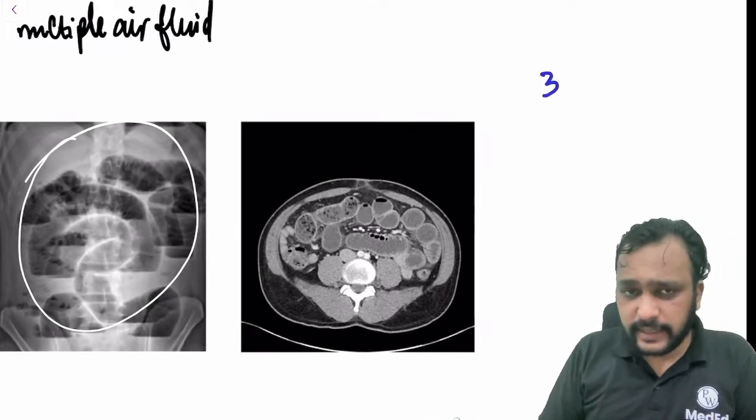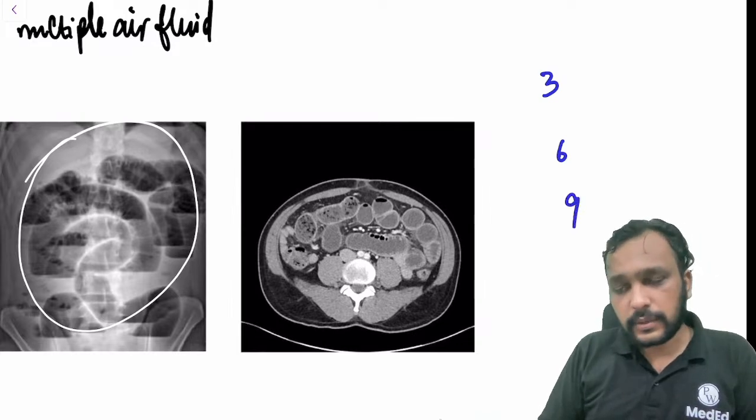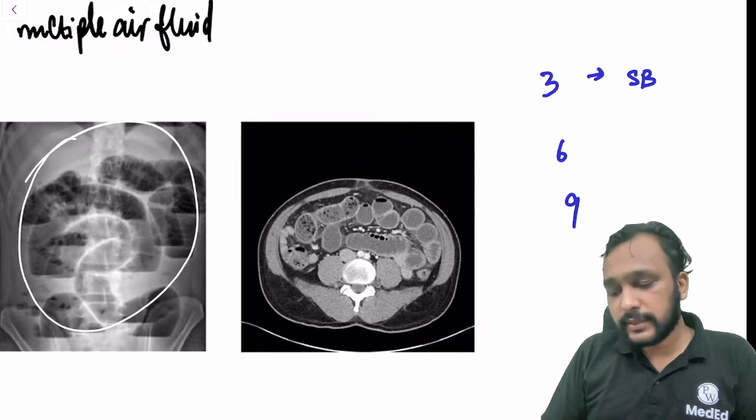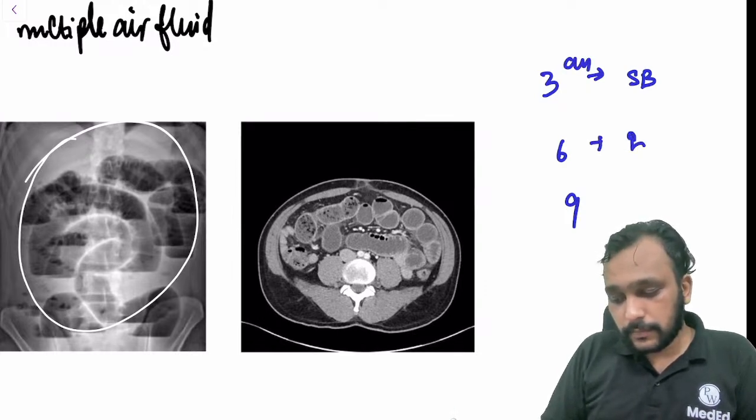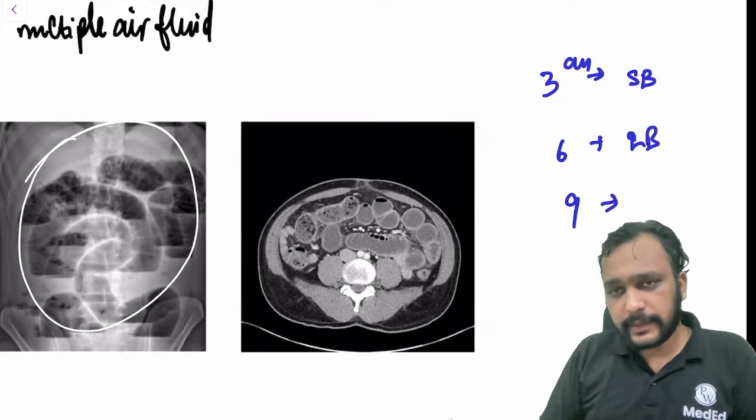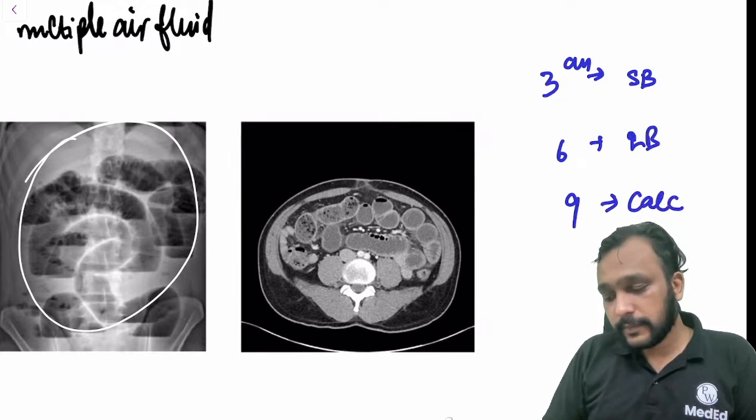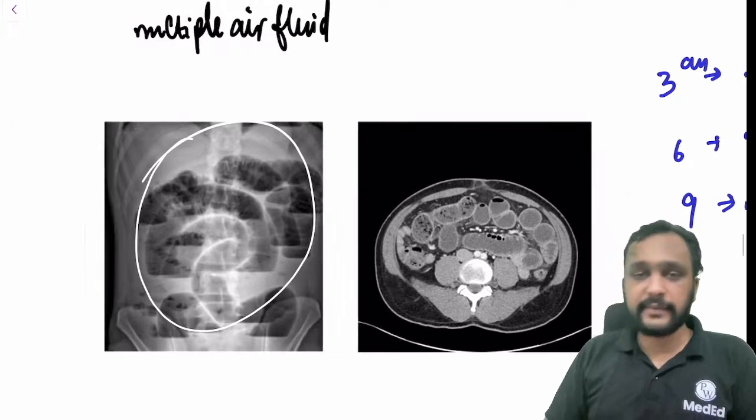And guys, when do we call bowel loops dilated? You have this 3-6-9 rule. When the diameter of the small bowel loops is more than 3 centimeter, large bowel loops more than 6 centimeter, and diameter of the cecum more than 9 centimeter.